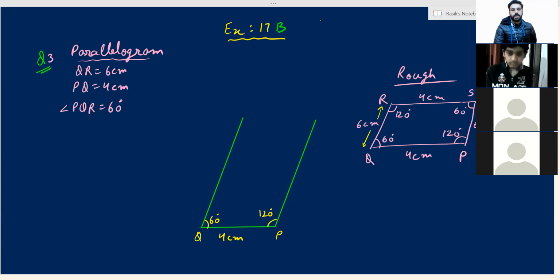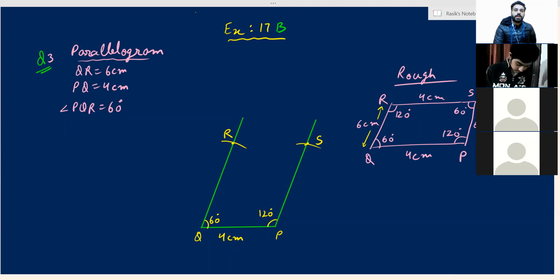Ayushman, how to find the vertex R? Sir, we will cut an arc from Q of 6 centimeters. Absolutely right. We will cut an arc from vertex Q at a distance of 6 centimeters. The point where the intersection will be there is the vertex R. Same thing we will do on this side also. From vertex P, we will cut another arc at a distance of 6 centimeters. You will get the vertex S.